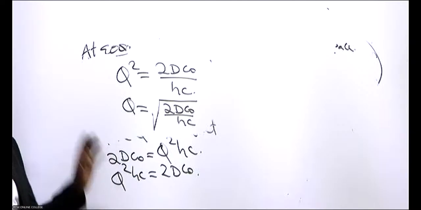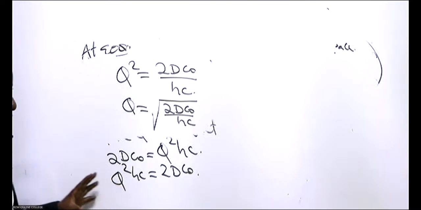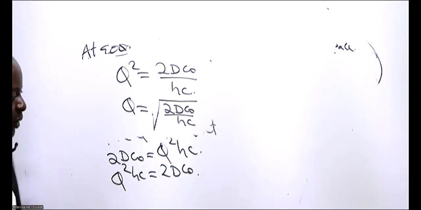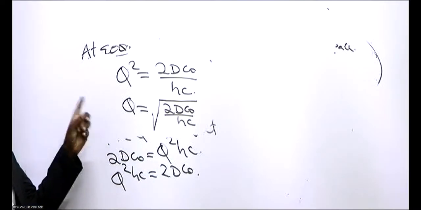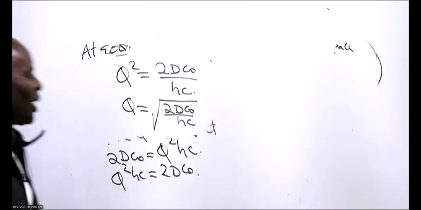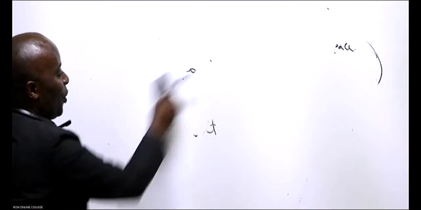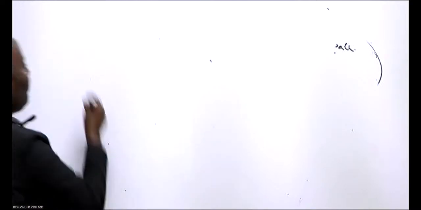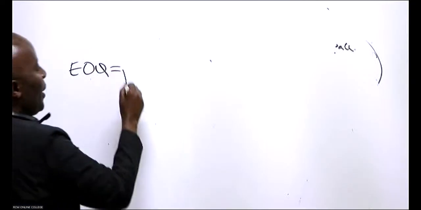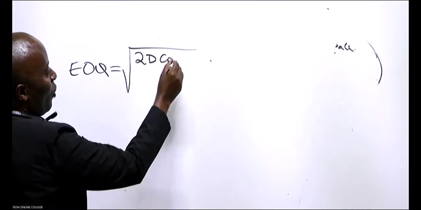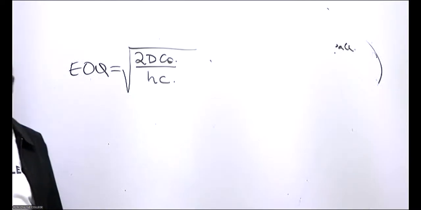And this is the formula I came to sell to you here today. You may forget about all the other things that you've spoken about, but you shall always remember the EOQ formula. I would want us to highlight it and write it again. But now we shall call it economic order quantity, which will always be equal to the square root of 2 DCO over HC.